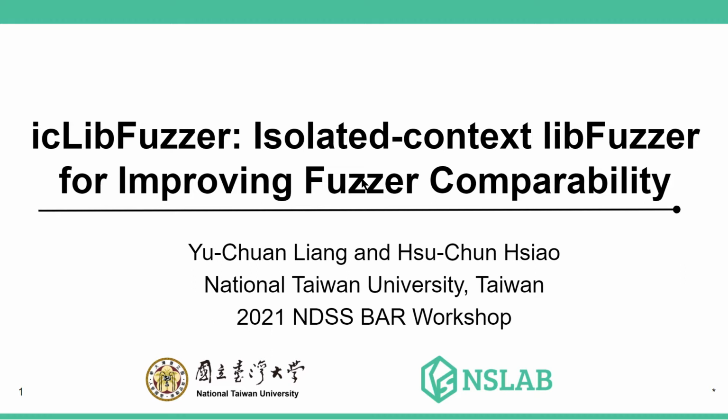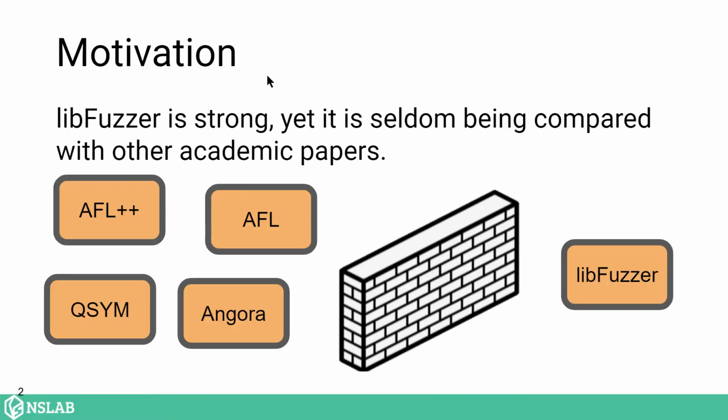Today I would like to present icLibFuzzer, an isolated context libFuzzer for improving fuzzer comparability. libFuzzer is a strong fuzzer that has helped find thousands of bugs in real-world programs. However, fuzzers that seek to compare with libFuzzer face some issues, which limit them to compare with libFuzzer over certain metrics and datasets. Or even worse, libFuzzer may produce wrong results if they try to run on arbitrary programs.